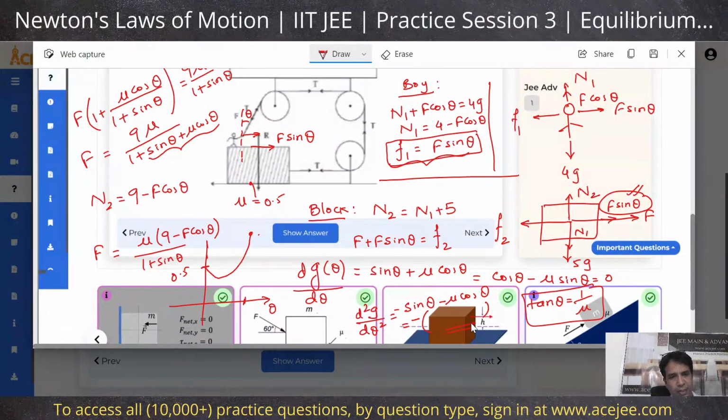Now we want this to be minimum. So the minimum value, this is actually like this. Correct, beta? So let's see what happens at mu equals 1 by root 2. So we'll have 1 by root 2 plus 0.5 by root 2. Which is interesting actually. Yes, beta?